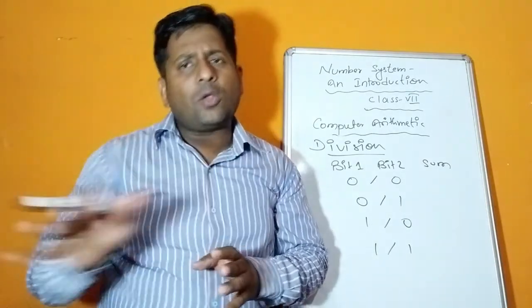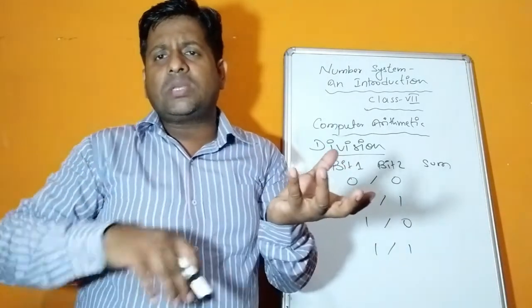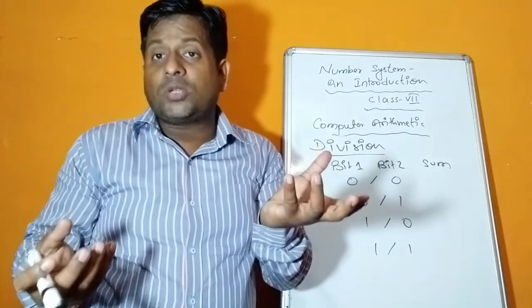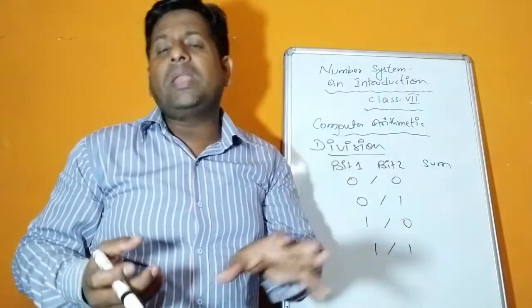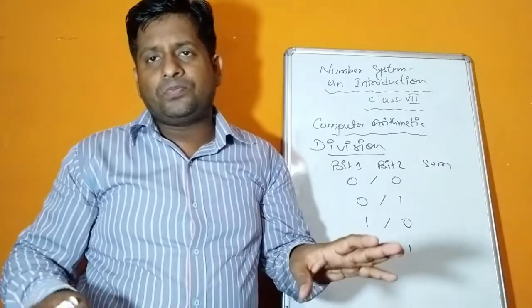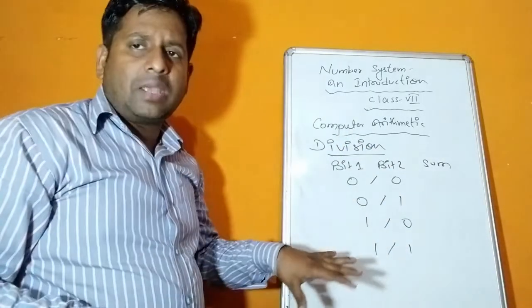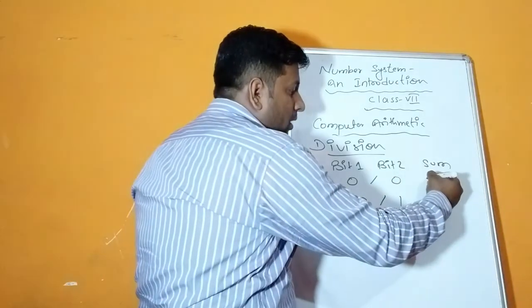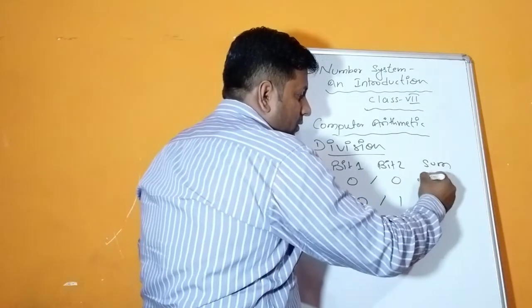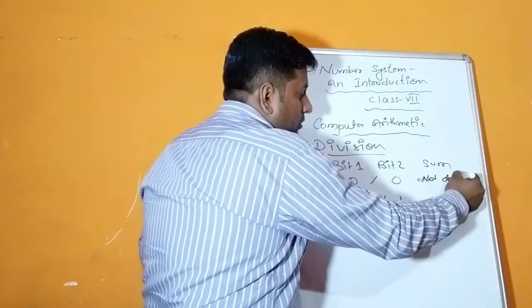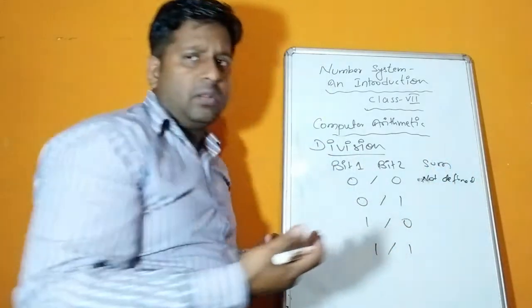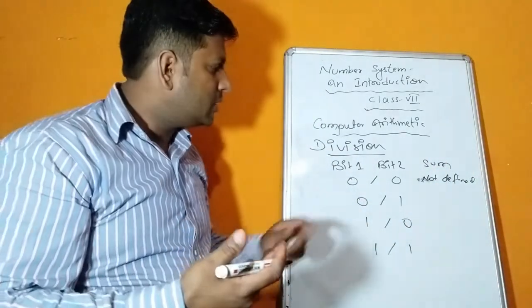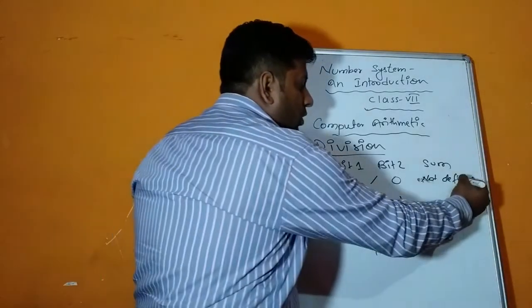Any number we cannot divide by 0. When we are trying to divide by 0, the answer comes meaningless, not defined. So here also the rule is same. When 0 is divided by 0, the answer comes meaningless or not defined. It's not possible to divide any number by 0. So not defined.